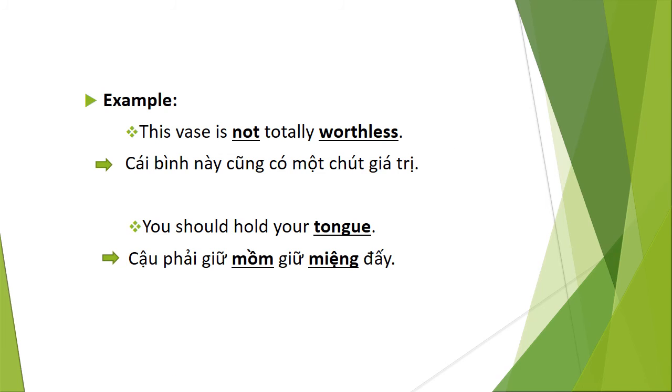Here's the example. This vase is not totally worthless. And you can see we have two negatives and it's translated as one positive. Cái bình này cũng có một chút giá trị. Or, you should hold your tongue. And the tongue has the meaning of both mồm or miệng in Vietnamese. Cậu phải giữ mồm giữ miệng đấy.